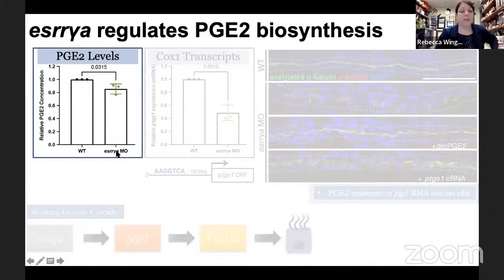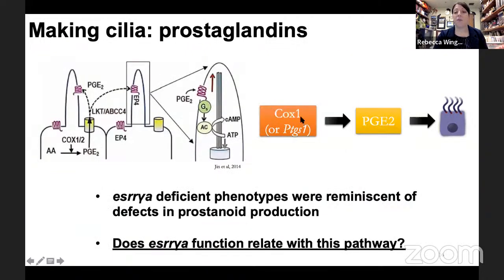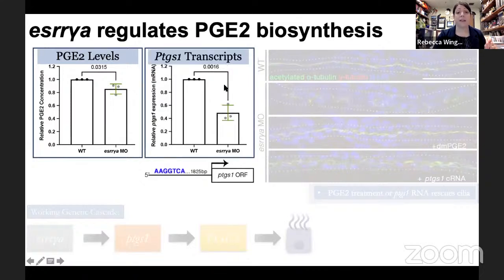This is the result of an ELISA that Hannah performed, and she found that the relative concentration of PGE2 was significantly less in animals deficient in estrogen-related receptor gamma. And then with that finding in hand, she took one step upstream and looked to see what the status was of transcripts that corresponded to the biosynthetic enzyme that produces that active prostaglandin E2. Through qPCR, she found that there was a significant decrease in the number of transcripts of PTGS1, which, in the zebrafish, COX-1 is known as PTGS1, so those names are interchangeable.